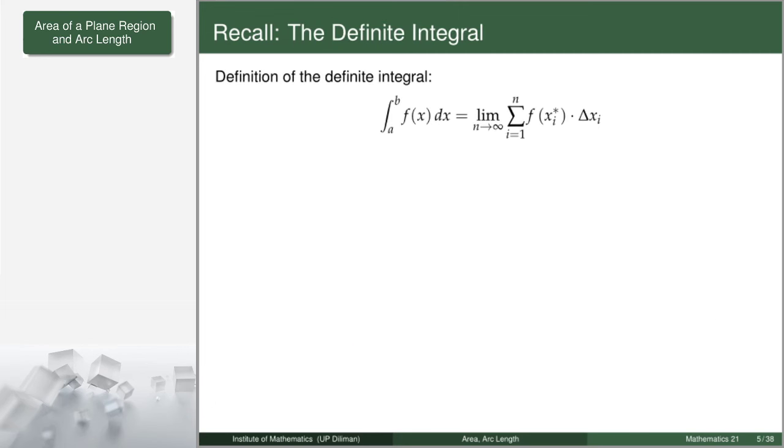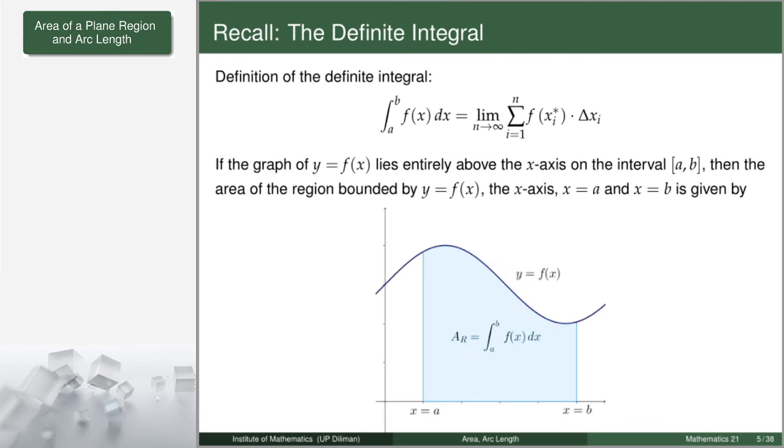Now let's start with area. Let's recall that the definite integral that we have before is basically the limit of a Riemann sum. And this Riemann sum is just the sum of this quantity here, which is the height of the rectangle, times delta x, which is its width. Ergo, this is just the limit of a sum of areas of rectangles.